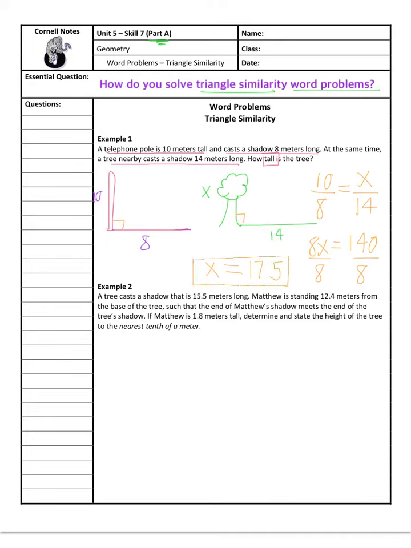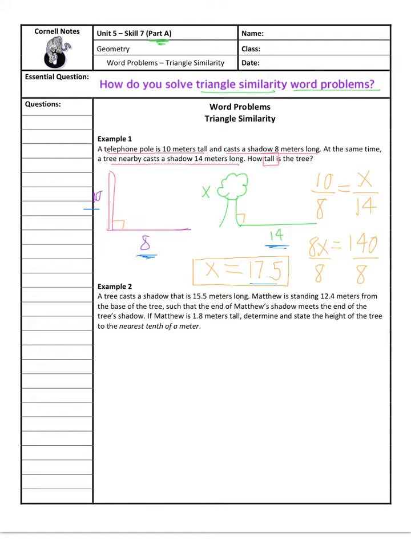All right, and that's our answer. That's all we got to do. And again, just something to notice to check the reliability of your answer here. Notice that the tree's shadow was longer than the telephone pole shadow, so it makes sense that the tree's height is taller than the telephone pole's height. So again, just check those to make sure nothing seems off or funny here about your answer.